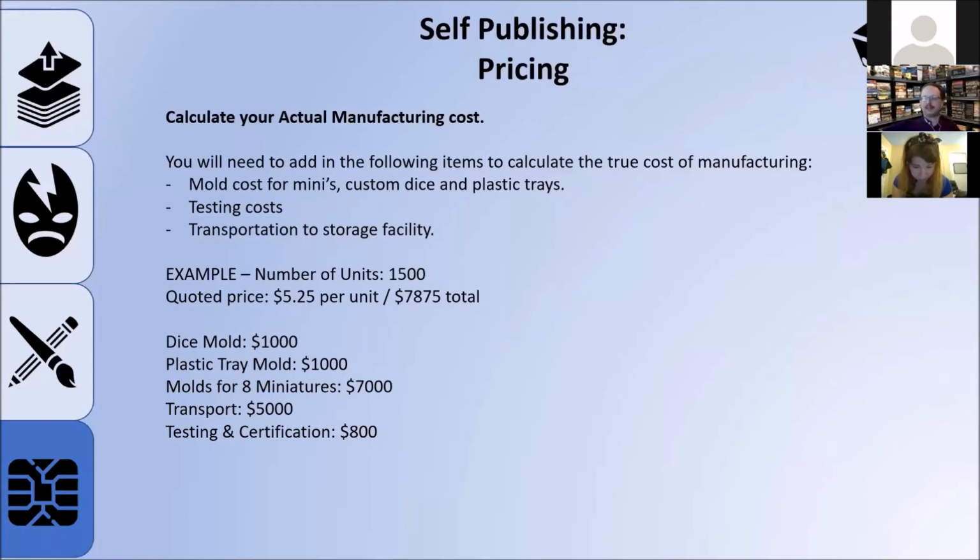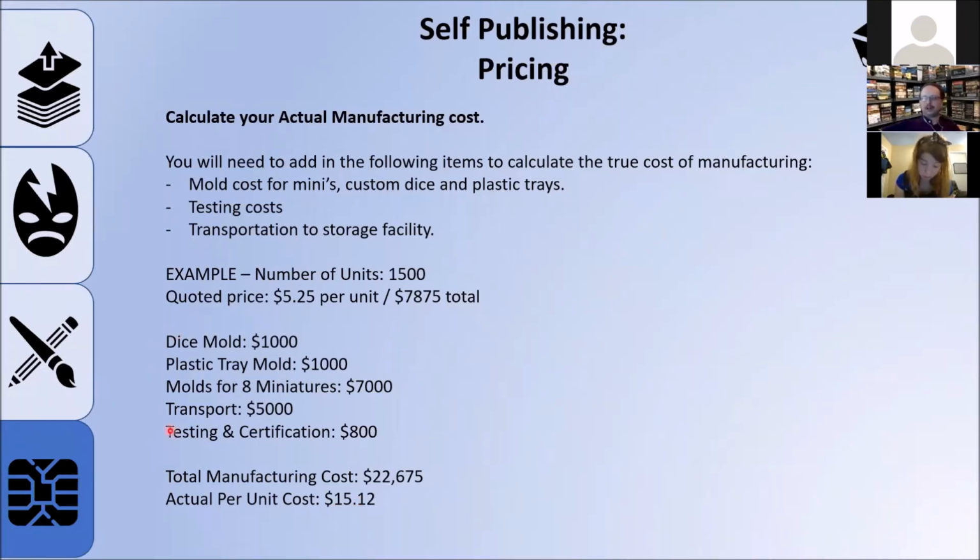However, you need to add into that a dice mold of $1,000, a plastic tray mold of $1,000, 8 miniatures, so you need a mold for that, about $7,000, around $5,000 transport, and about $800 of testing and certification. These are actually relatively accurate estimates of what these cost, just as an idea. That means your actual manufacturing cost is going to be around $22,675. And your actual per unit cost is $15.12.